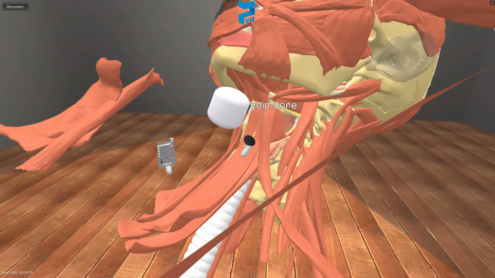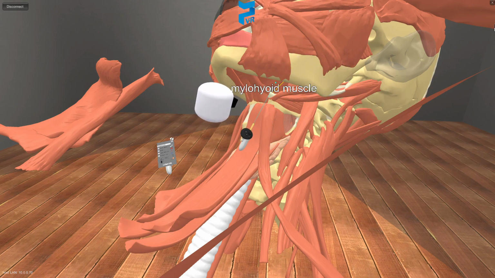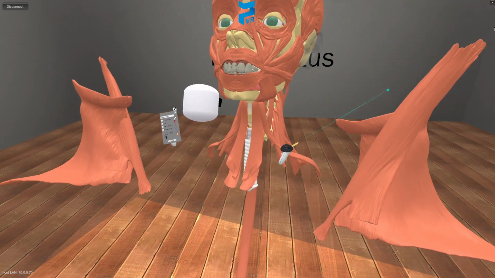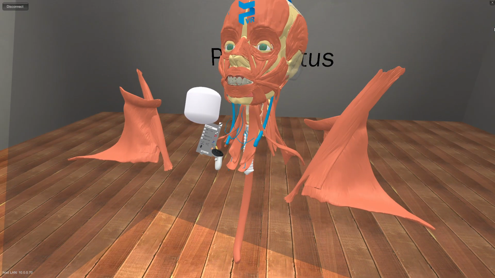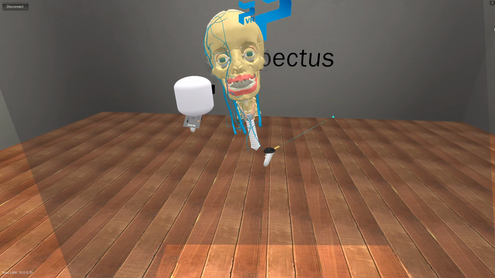And the last muscle you're responsible for here is your mylohyoid muscle, which is this guy right here. This goes from your hyoid bone to the mental spines of your mandible. So those are the muscles that you are responsible for. Let's now do some veins. Let me turn this for you.